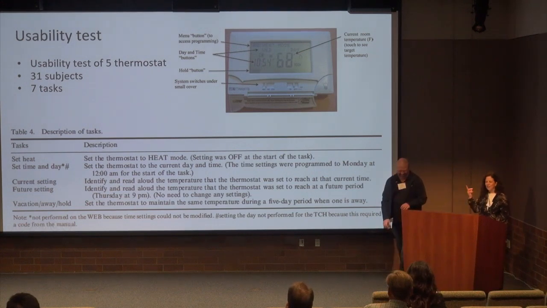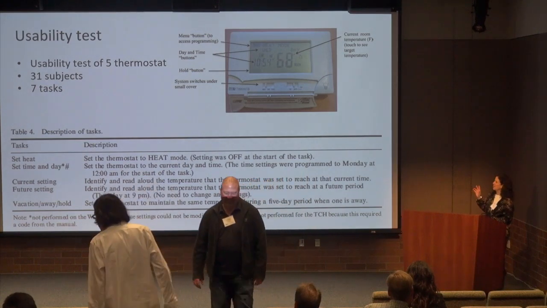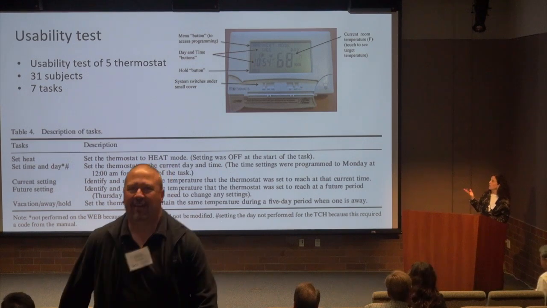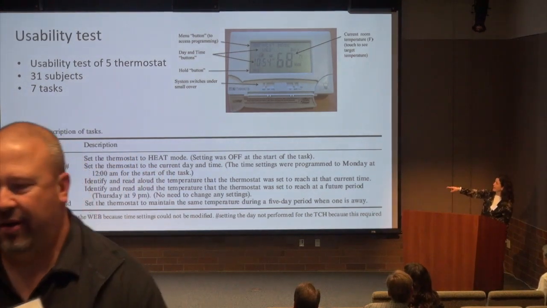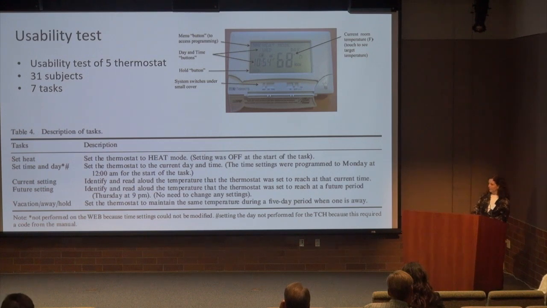Okay, so this is a very complicated slide, but let me break it down. This was a number of years ago, we ran these usability tests. We had 5 different thermostats, 31 subjects, 7 tasks, and you can see the tasks listed on the bottom. Set the thermostat to heat mode. Turn it on. You know, it's the first cold day of the year, and you turn on your thermostat. All the way to more and more complicated tasks. And you can see that's just a very simple thermostat up there on the upper right.